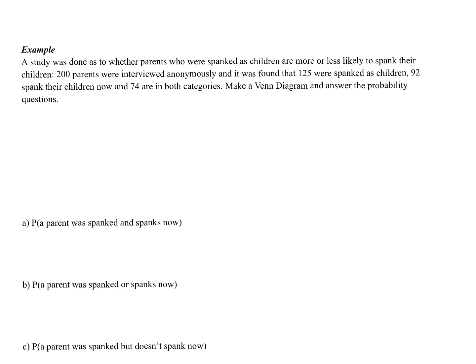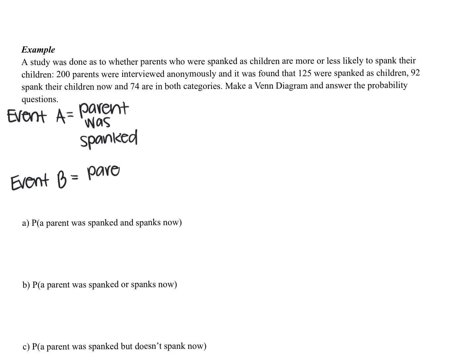So I'm going to divide my two events. I'm going to let event A be that a parent was spanked. And then I'm going to let event B be that a parent spanks now. It is important that you define your events before you do a Venn diagram. Since you get to pick which one is event A and event B, which then impacts what your Venn diagram looks like, you have to define your events ahead of time.